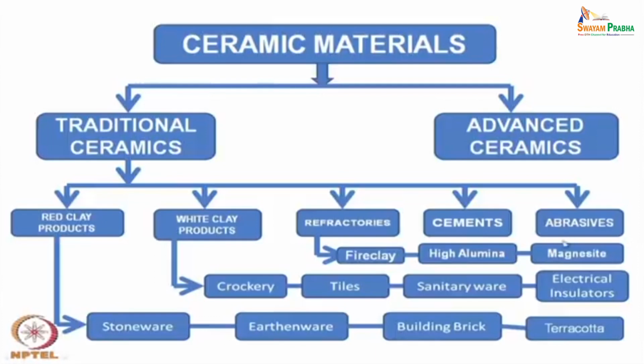The last one in this group is abrasives, primarily because ceramics in general are hard. So, it can scratch any other surface, particularly the metal surfaces. Any metal surface can be scratched by a ceramic. Of course, there are different varieties of ceramics, some of them a little softer than the others. So, in case of abrasives, we use the harder variety of ceramics. So, these are the groups of traditional ceramics and the different kinds of raw materials or compounds we use.